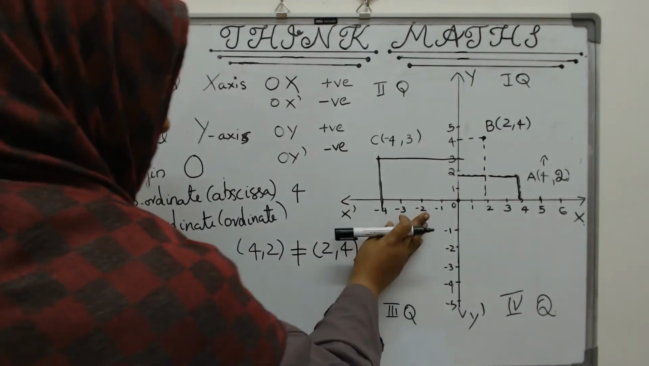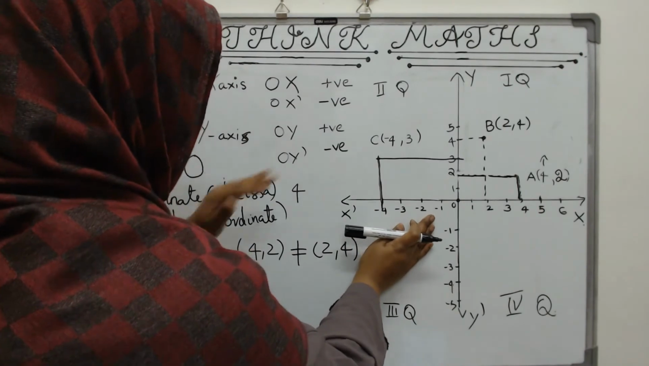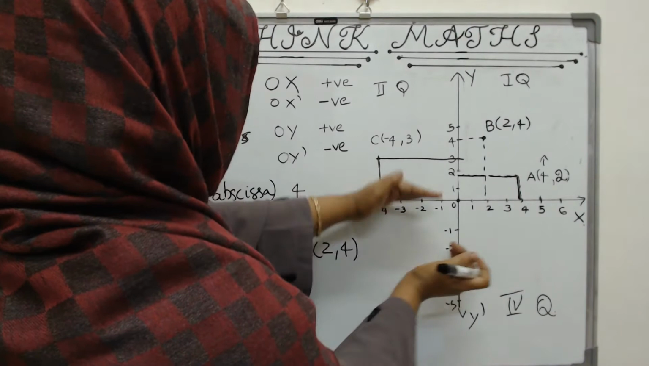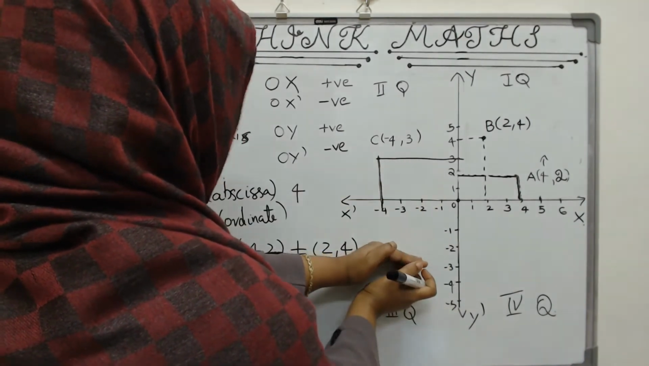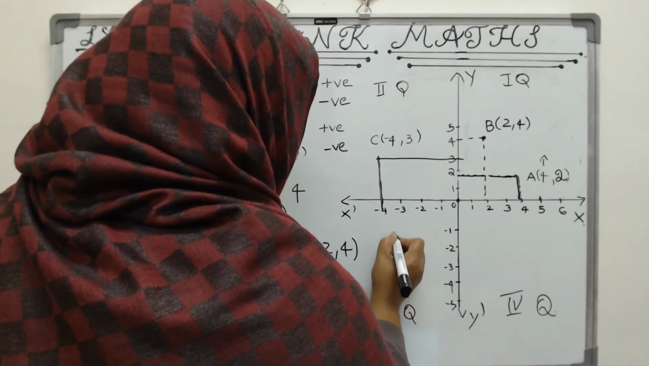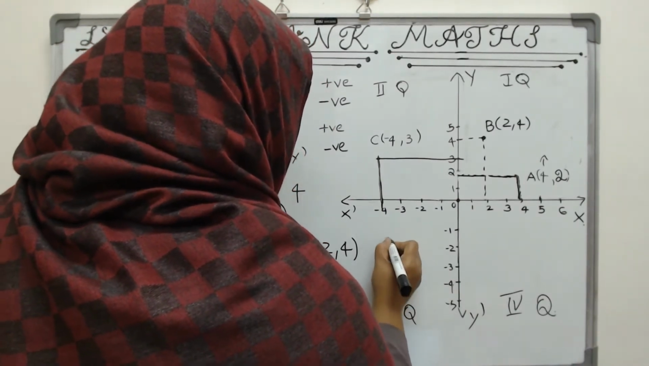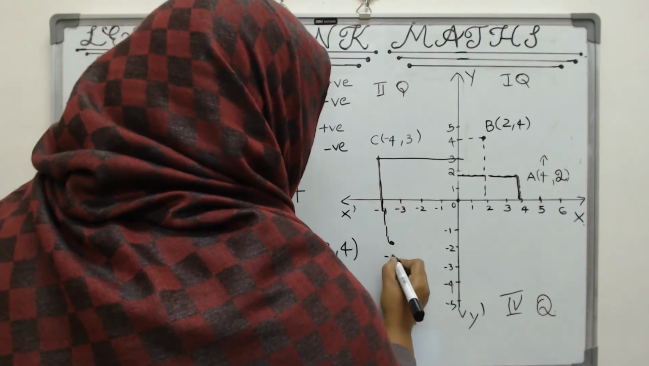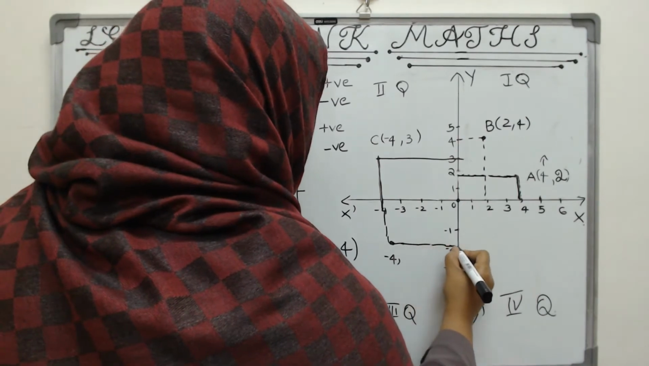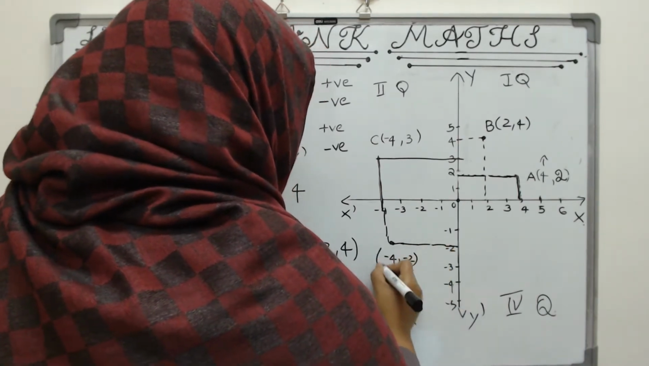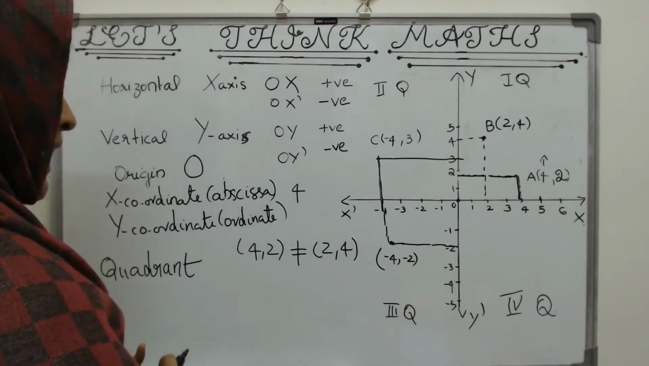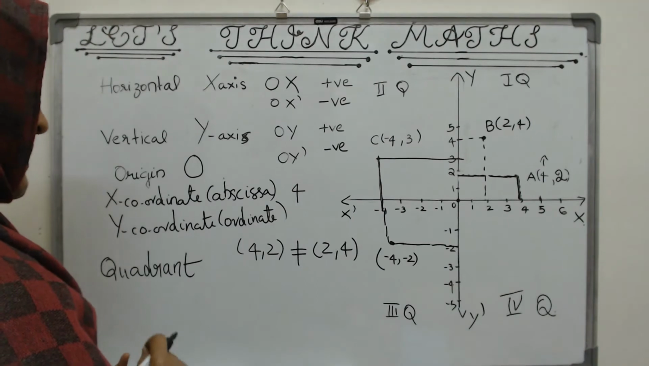Now what about this area? Here you can see this lies in the negative of x and the negative of y-axis. It lies in the negative of both the axes. So if I take a point here, what will be its abscissa? Its abscissa will be minus 4. And what will be its ordinate? Its ordinate will be minus 2. So any point which lies in this area will have both the abscissa and the ordinate negative.